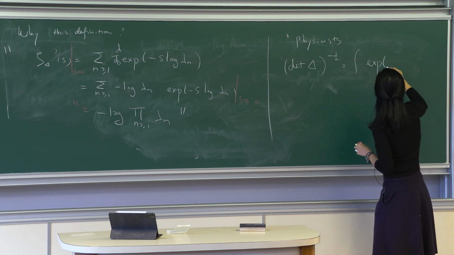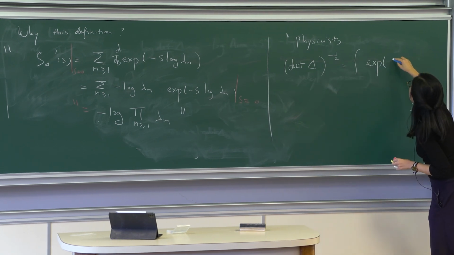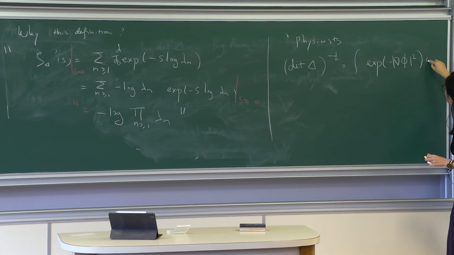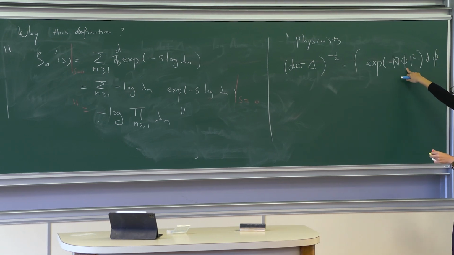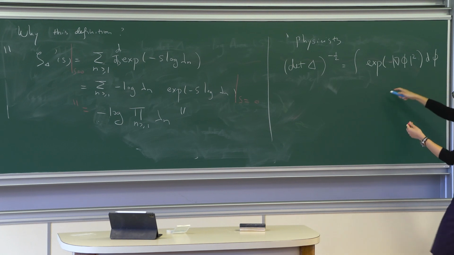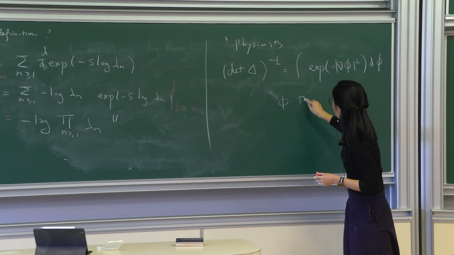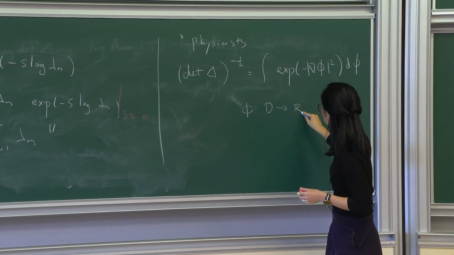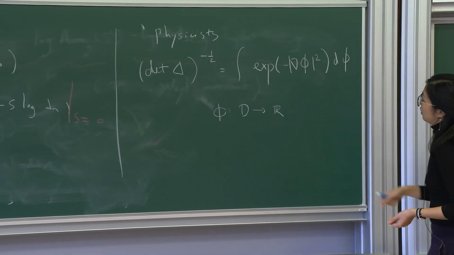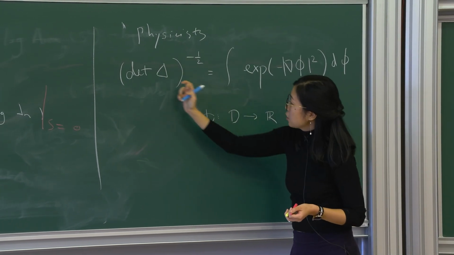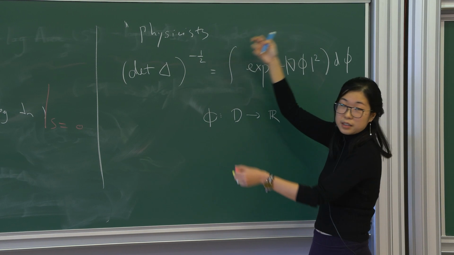So that means if I look at this, this is the action functional of phi. Phi is a function. So we're integrating over all the phi functions from D to R. And this is the renormalizing factor one needs to put in front in order to get the probability measure.